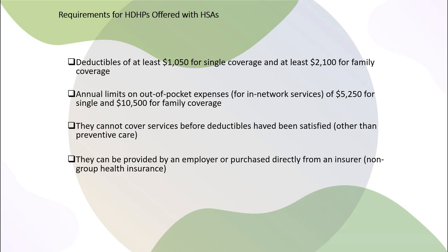Requirements for HDHPs offered with HSAs: deductibles of at least $1,050 for single coverage and at least $2,100 for family coverage. Annual limits on out-of-pocket expenses for in-network services are $5,250 for single and $10,500 for family coverage. They cannot cover services before deductibles have been satisfied. They can be provided by an employer or purchased directly from an insurer.